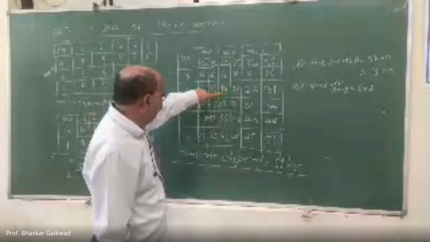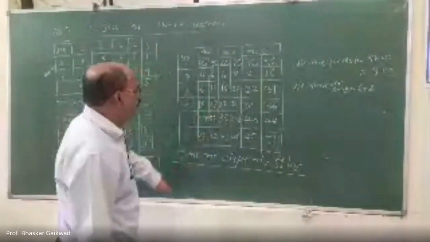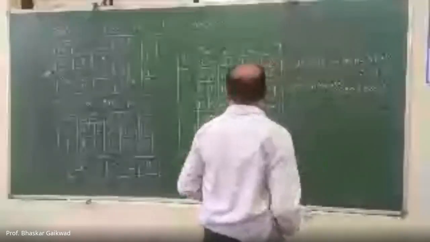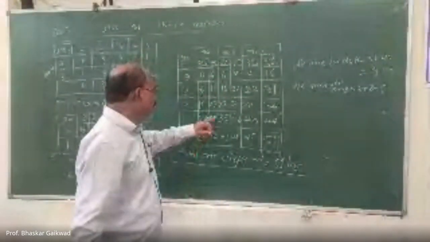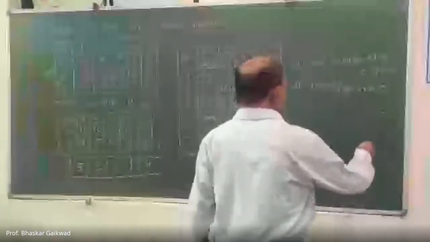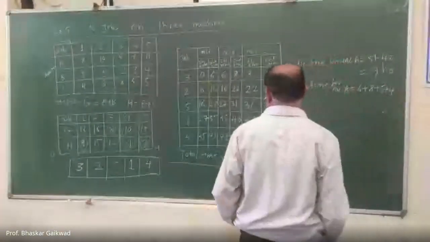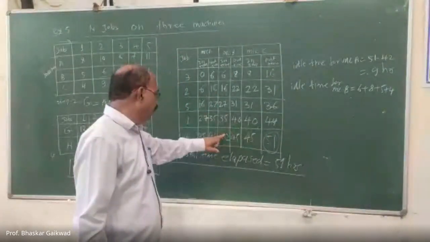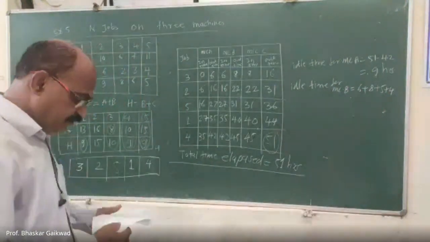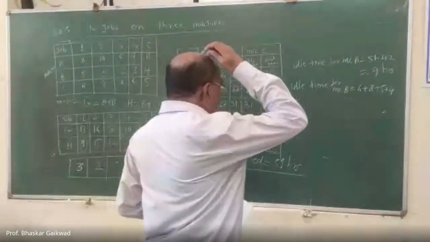Now again here it is a 27. So how many hours will B machine remain idle? Again 5. After this, here is the 31, here is the 35. So how many hours? Again here is the 4. After this, here is a 40 and 42. Correct. So how many hours is there? 2.